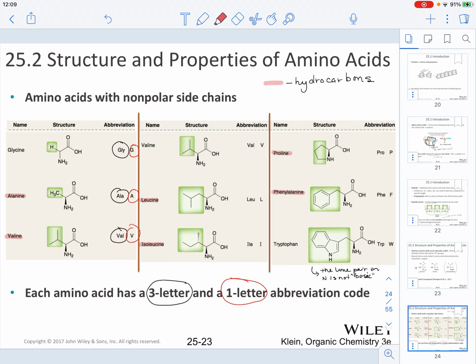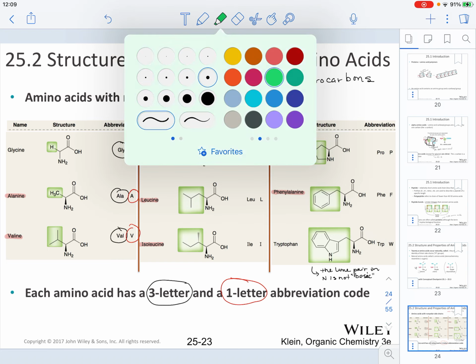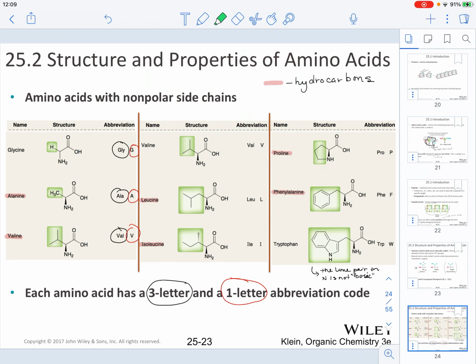Now, if we continue to observe what else we have in the nonpolar, we have glycine. And in terms of the glycine, it's going to have a hydrogen. So that is going to be special among the different amino acids. And again, the other one is tryptophan, but I already explained what makes tryptophan special.